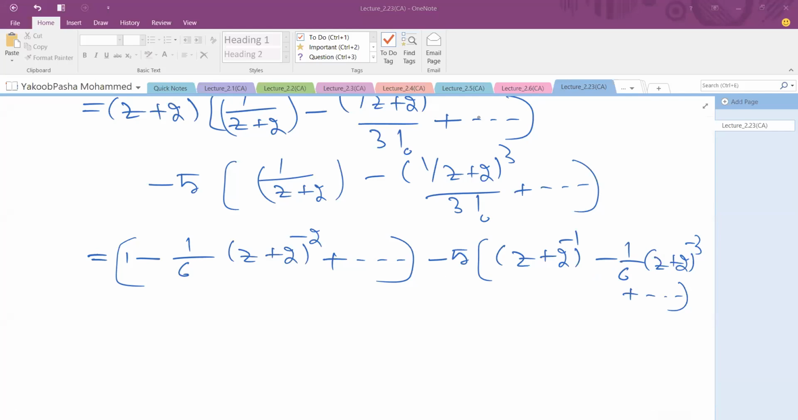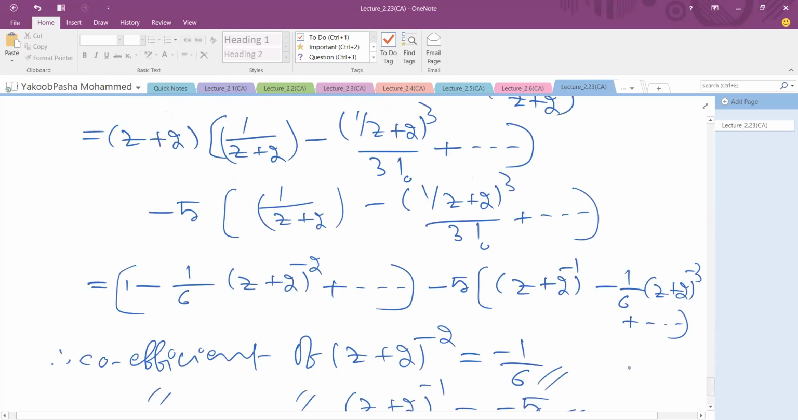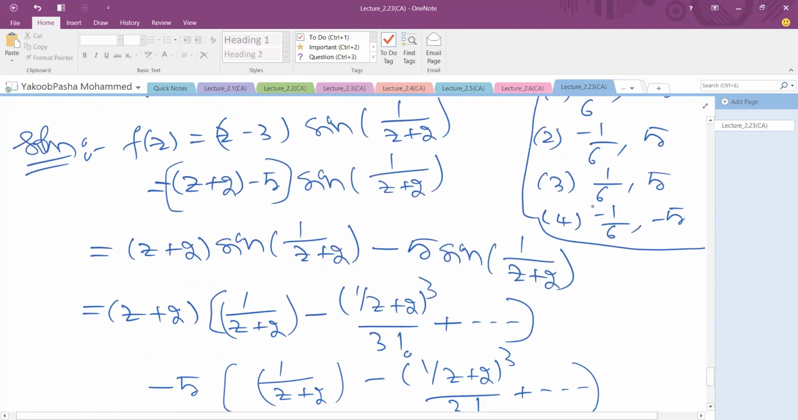Okay, but we have to calculate the coefficient of z plus 2 whole to the power of minus 2, that is equal to minus 1 by 6. It appears only in one place here, and does not appear anywhere else. The z plus 2 whole to the power of minus 2 coefficient does not appear again. Next, coefficient of z plus 2 whole to the power of minus 1. For this, the coefficient is minus 5. Minus 1 by 6 minus 5. So yeah, fourth option is the right option.